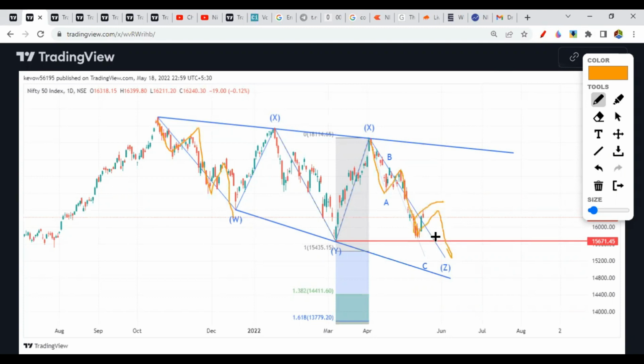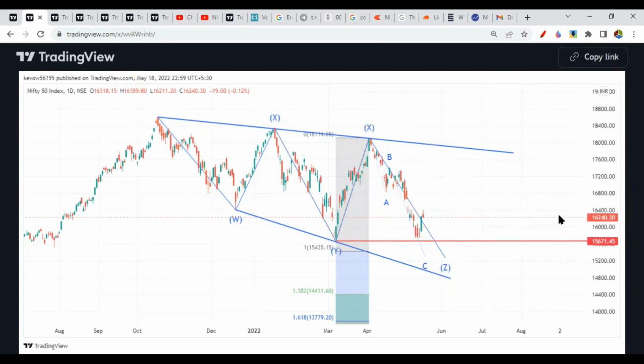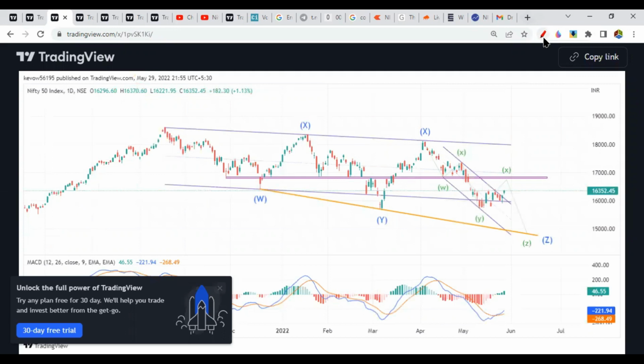So here we have completed one swing. This has already happened. This is the chart from 18th May. We discussed this in previous videos. So this move is getting replicated here. That's what we discussed. This was the chart from 29th May.